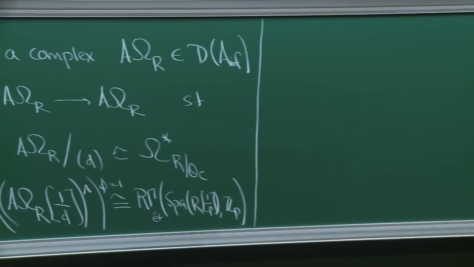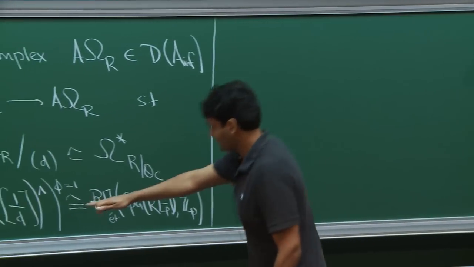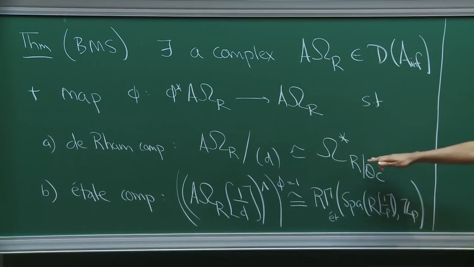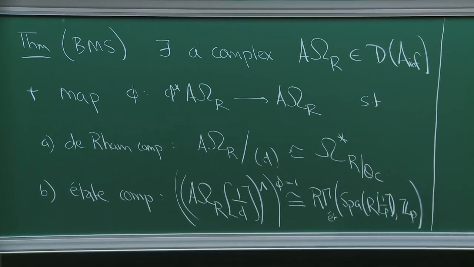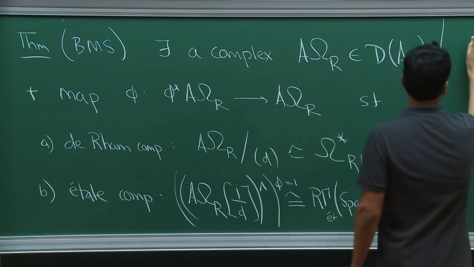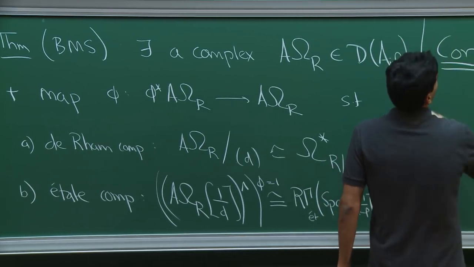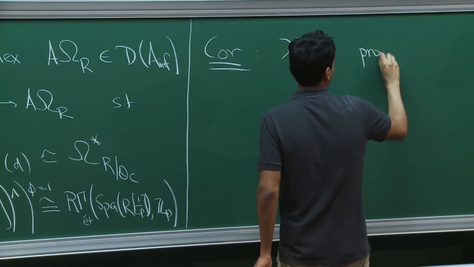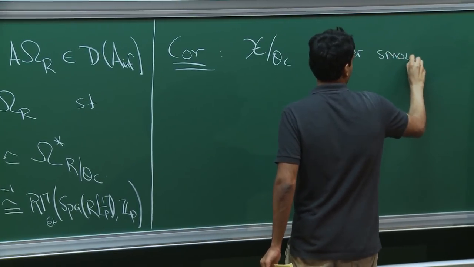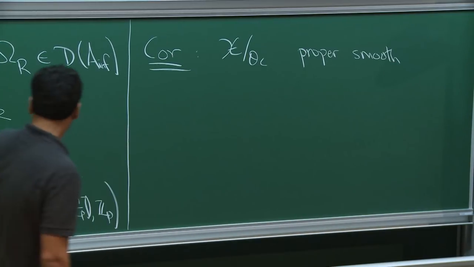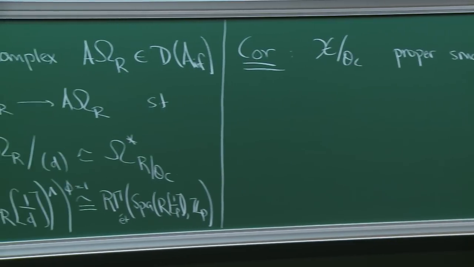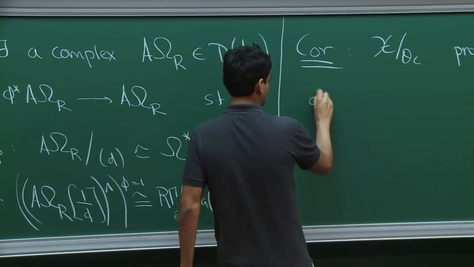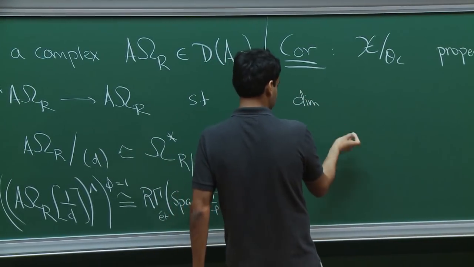Right. So it's saying that somehow there's a deformation between something that's pretty closely related to étale cohomology on the generic values of the deformation to something that's related to de Rham cohomology when you specialize. And so if you globalize this construction, you get the corollary, which is if X over O_C is a proper smooth formal scheme, then there is a relation between the étale and the de Rham cohomologies, namely one is a specialization of the other. And so it's not so hard to go from the theorem to this dimension inequality.